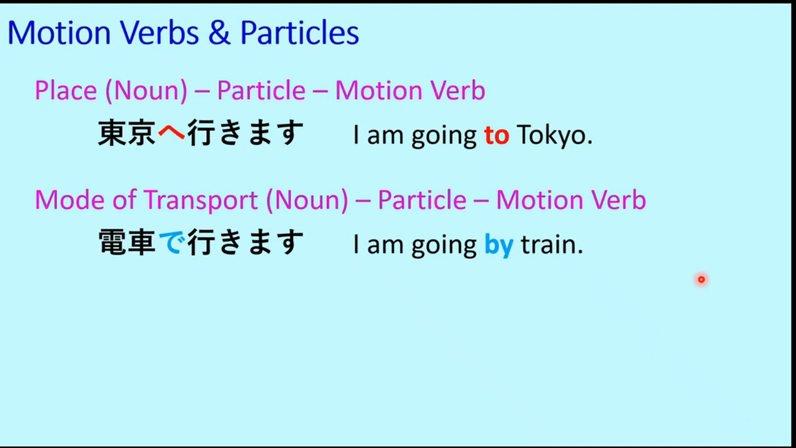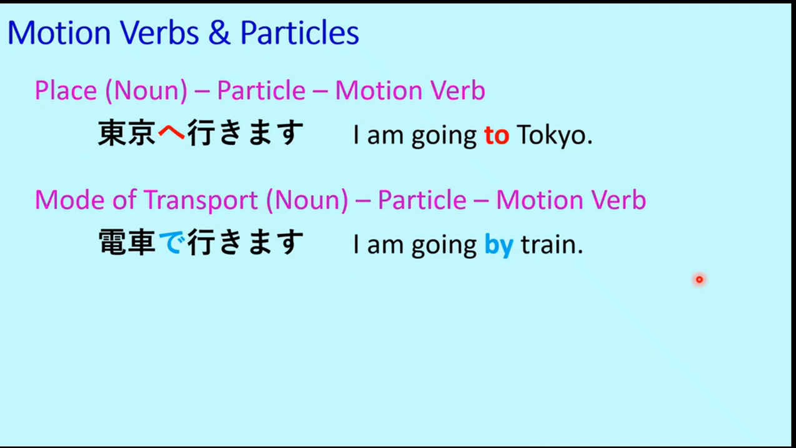The de particle is used when we describe how the travel will take place or how the person will go. That means by what mode of transport or using what mode of transport the action will be taken. So not only mode of transport, it is the means basically. If the means by which some work will be done is written, then that work and the means will be connected using the de particle. So Tokyo e ikimasu: I am going to Tokyo. Densha de ikimasu: I am going by train.